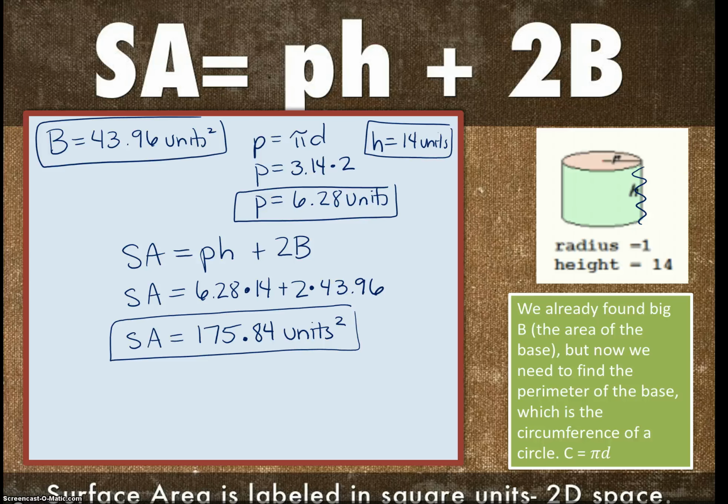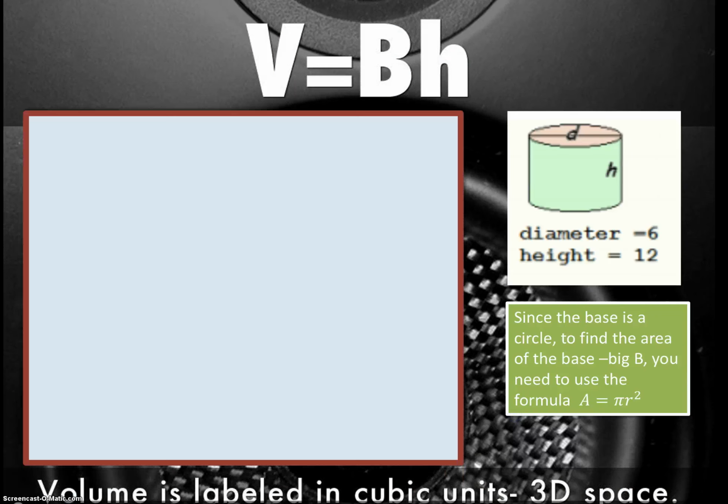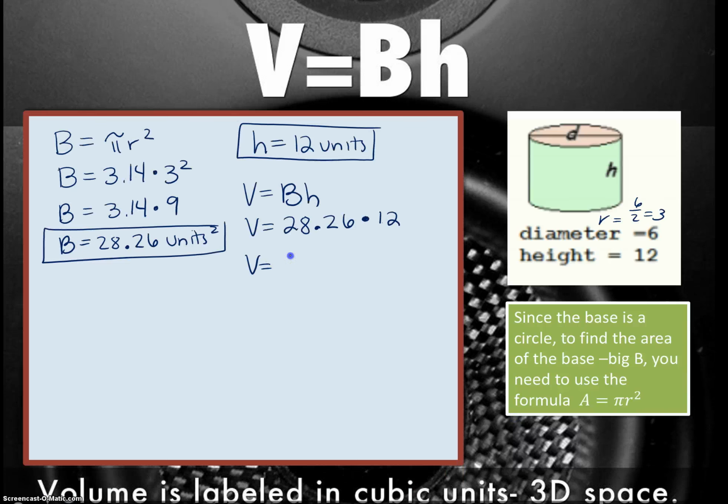So in this case, my perimeter was 6.28 multiplied by my height plus 2 times the area of the base. I got a final surface area of 175.84 square units. Pause the video and find the volume on your own of this new shape. So when you're done calculating your volume, you should get 339 and 12/100 cubic units.